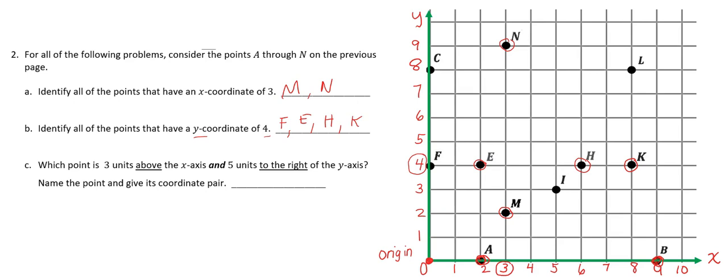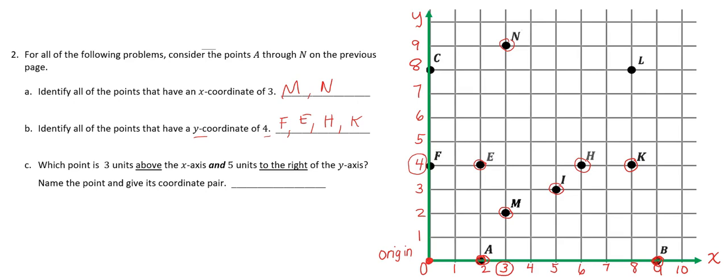Question C says, which point is 3 units above the x-axis and 5 units to the right of the y-axis? So if I think of my x-axis, that's the horizontal line at the bottom. So I'm looking for a point that's 3 units above the x-axis. So if I go above the x-axis for 3, that would give me point I.